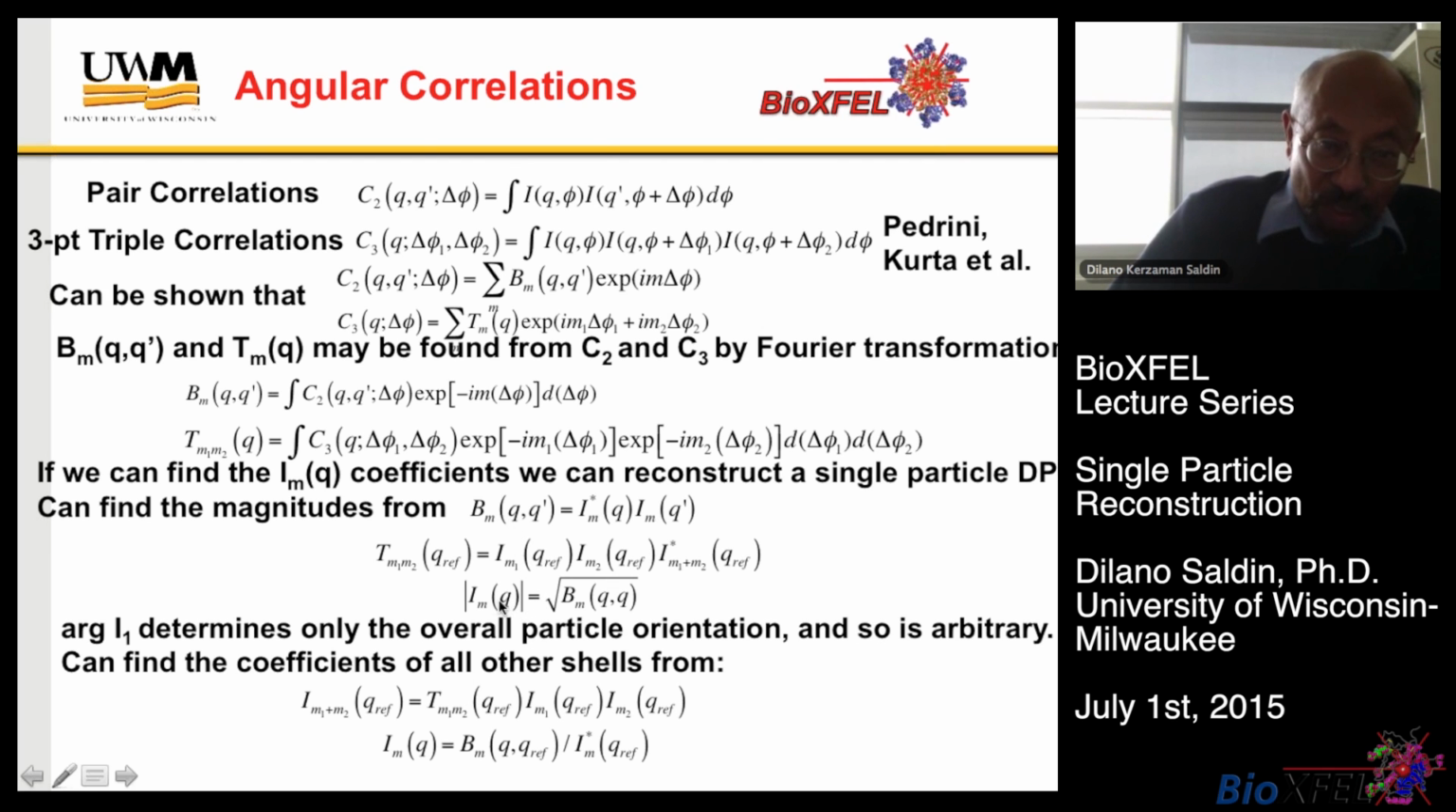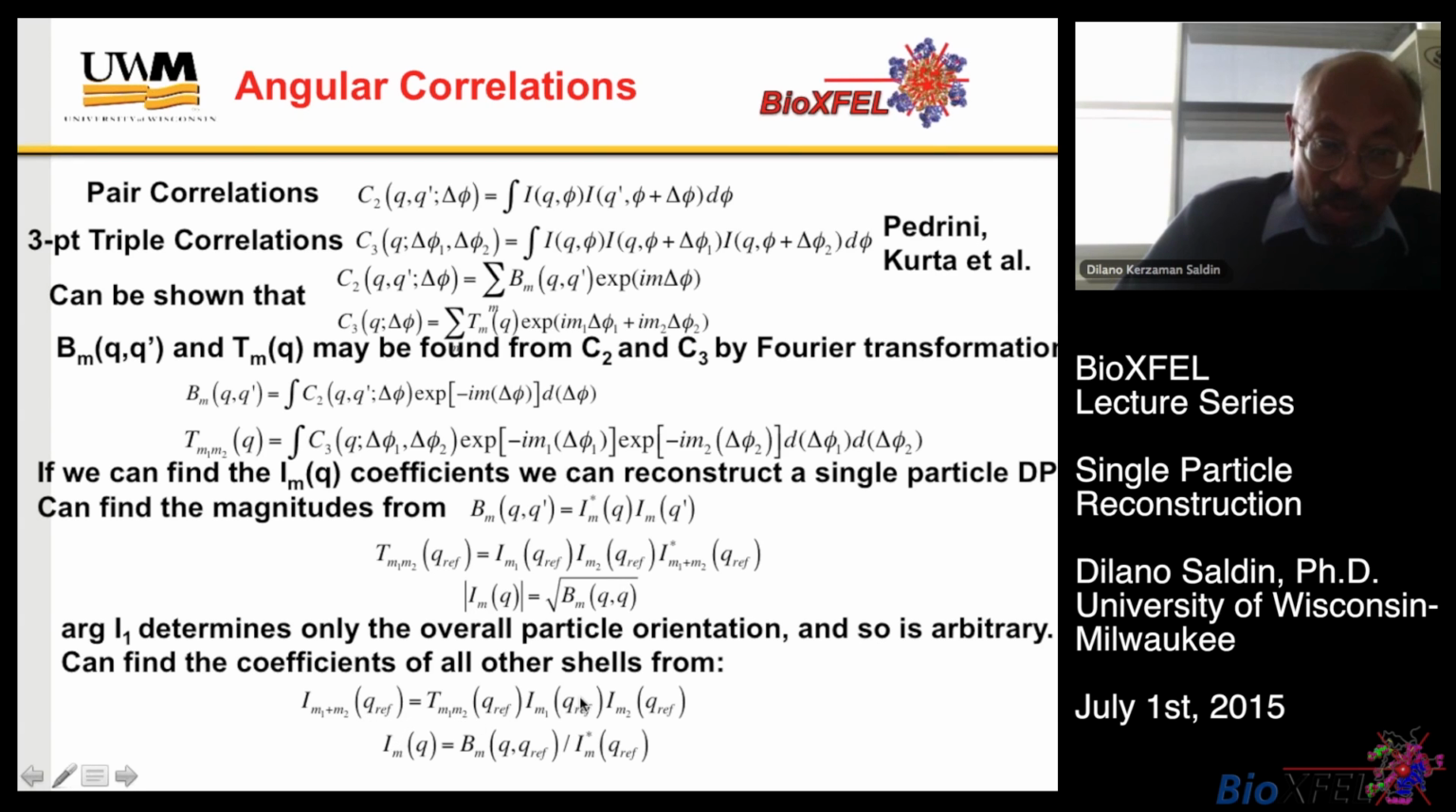But that's not enough. Now, in order to find the complete circular harmonic expansion coefficients, you need not only the magnitude, you also need the signs of these quantities. These quantities are real, by the way, so they are only uncertain by sign. Now, the way we do that is to use this equation, which says that the correlation Tm1, M2, which can be found from experiment, is equal to the product of three of these things. Now, this means you can find all the Ims corresponding to a particular reference shell, Qref.